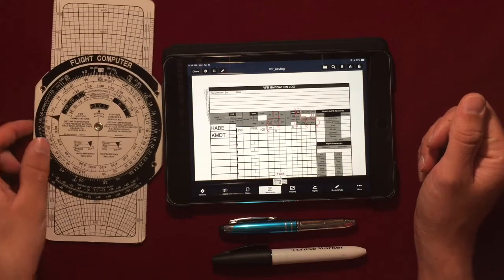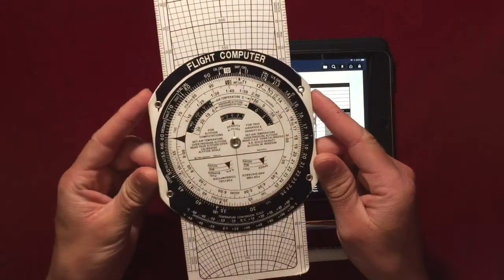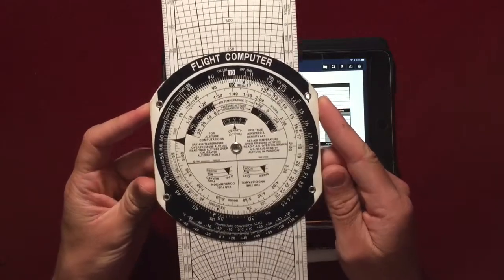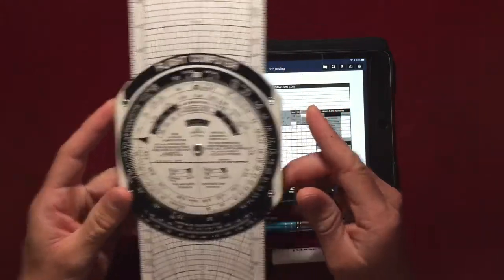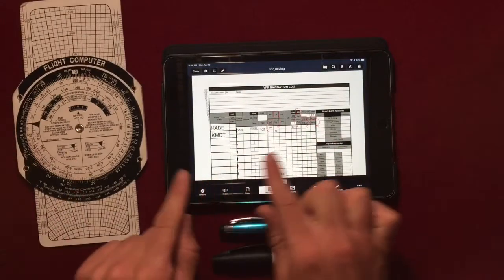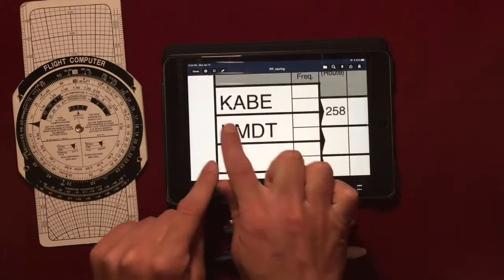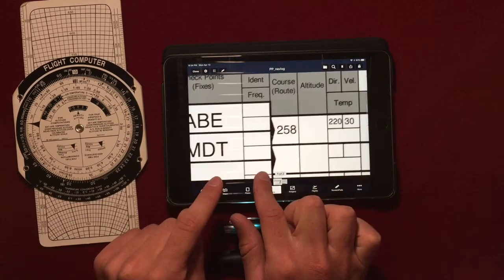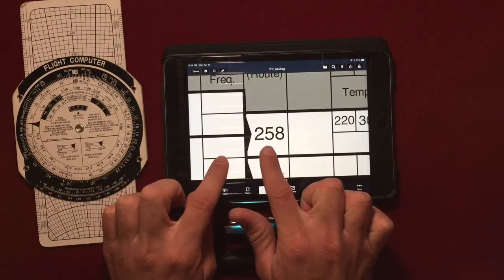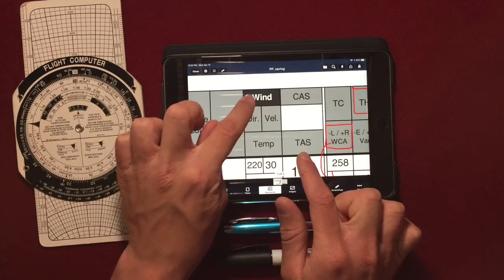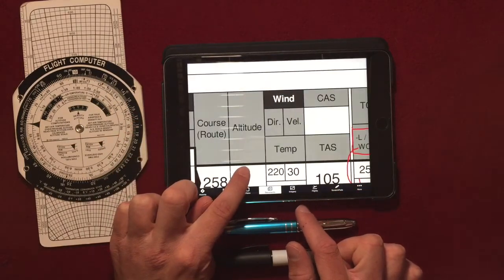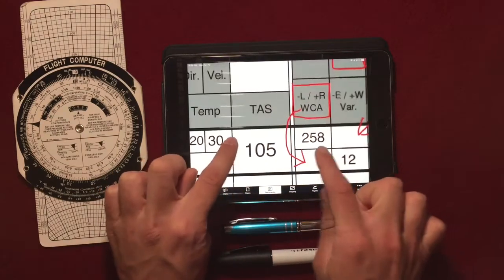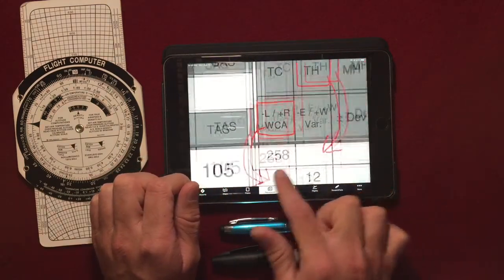So today, we're going to be discussing the flight computer, more commonly known as the E6B, and how it is used in our pre-flight and en route planning. An example would be this flight plan we have, which goes from Allentown, ABE, to Harrisburg, MDT. We have our course of 258 degrees, we have our wind direction, which is 220 degrees, and a wind velocity, which is 30 knots. We have a true airspeed of 105 knots.